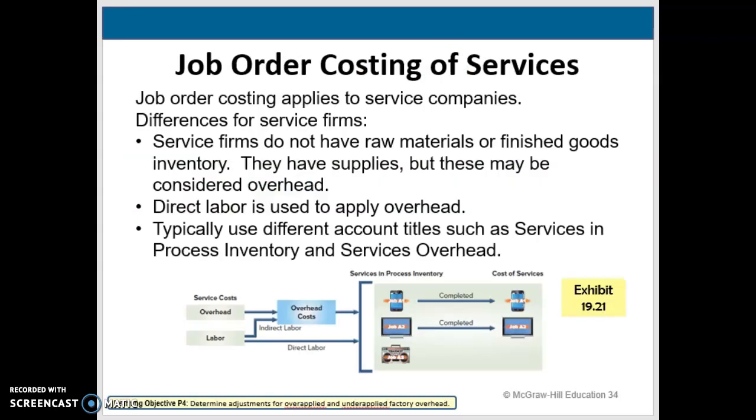When we're looking at job order costs for service companies, there's a difference. They're not going to have raw materials or finished goods inventory. They're going to have supplies instead. Those supplies might be considered overhead. The other thing to look at is that direct labor is going to be used to apply overhead. Typically, they're using different account titles. They're going to be looking at services in process inventory or services overhead instead of manufacturing.